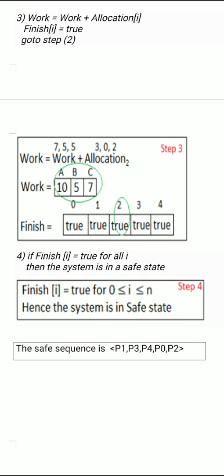So I hope you have understood the concept of the safety algorithm, which is one part of the Banker's algorithm. In the next video we will discuss the resource allocation algorithm.